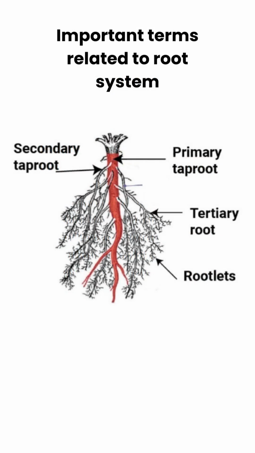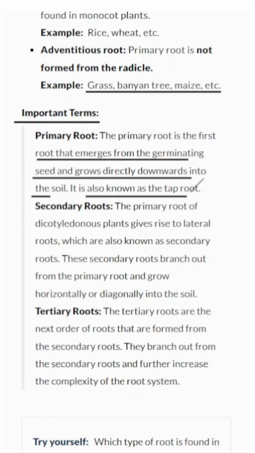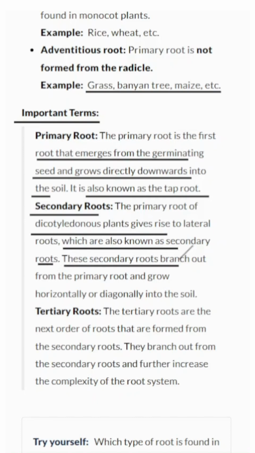There are few important terms related to root system, which are primary root, secondary root, and tertiary root. Primary root. Think of it as the plant's firstborn, the initial root that emerges from the germinating seed and grows vertically into the soil. This is also known as the tap root. Secondary roots. In the case of dicotyledonous plants, the primary root gives birth to lateral roots, also known as secondary roots. These secondary roots branch out from the primary root, sometimes horizontally, sometimes diagonally, exploring the depths of the soil.